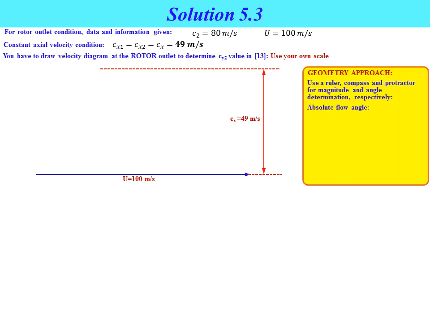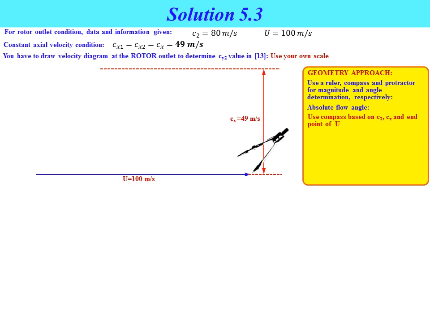Okay, so in order to determine the absolute flow angle alpha 2, because we only have the value of C2 without the value of alpha 2, we cannot directly draw the vector C2. So what we need to do is use the compass, based on the C2 vector, Cx, and also refer to the endpoint of U.